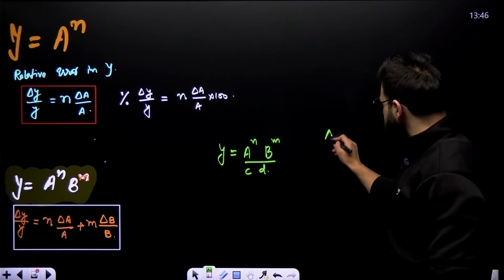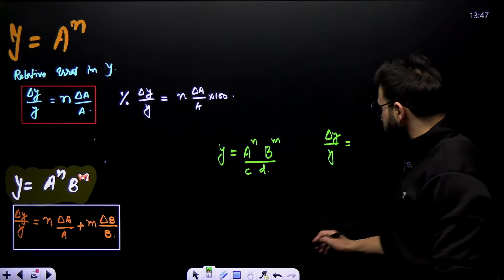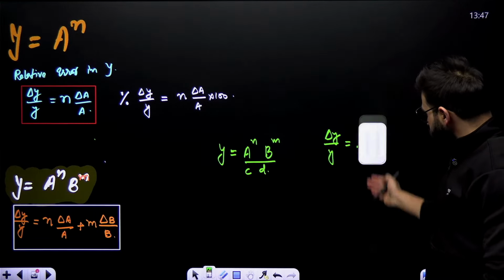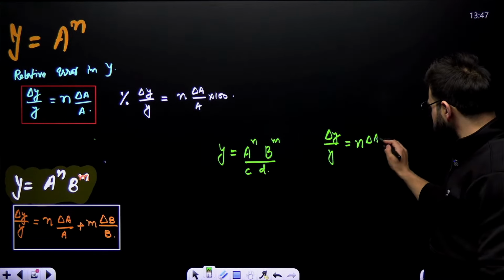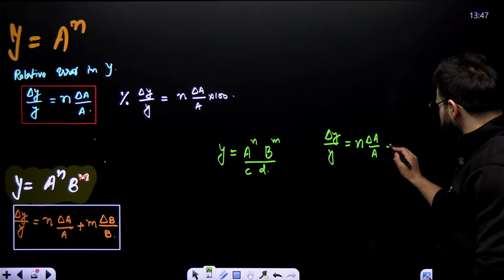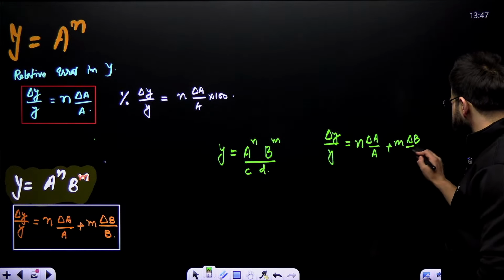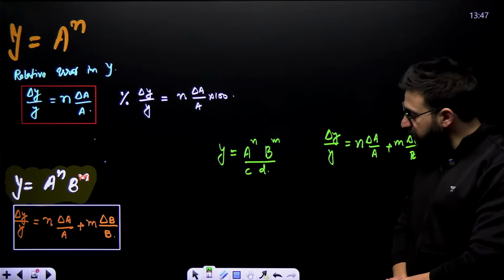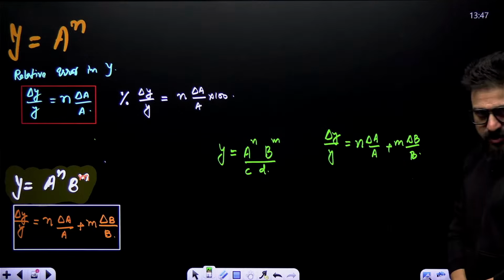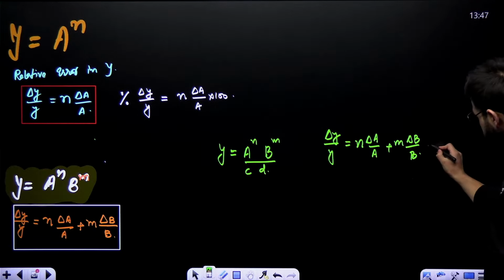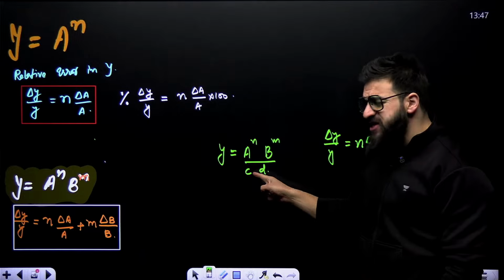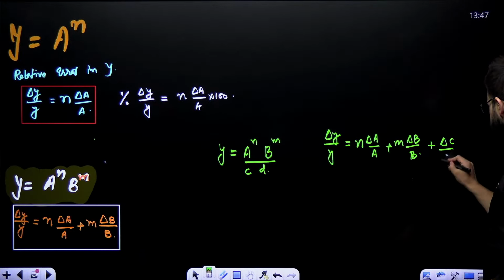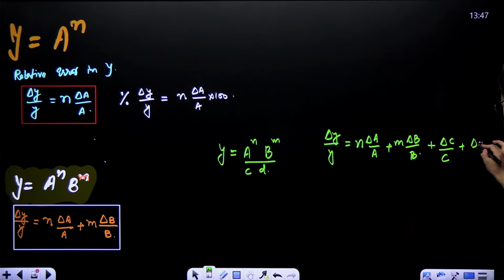How do you find error over here? See, delta y divided by y will be, first of all, a raised power n, so this is n delta a divided by a. Then plus m delta b divided by b. Then if you take this c in the numerator, it will become c raised power minus 1, so the error in c will also be added. Even if it is in the denominator, whatever is the error of this will also be added. You say delta c divided by c, then plus delta d divided by d.